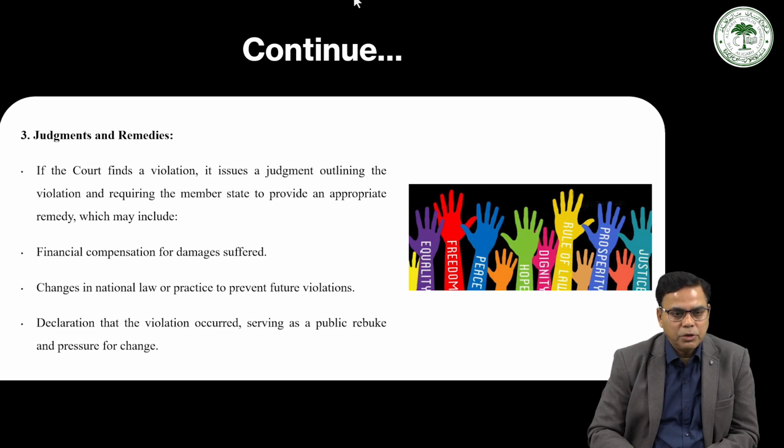Then the second one is changes in national law or practice to prevent future violations. So if the national law or the domestic law of a country itself is such that it may create a situation under which rights will be violated, then changes in national law or practice to prevent future violations can be recommended by the court. Then the third one, a declaration that the violation occurred, serving as a public rebuke and pressure for change. This is also there. So a lot of pressure will be there on the national government.